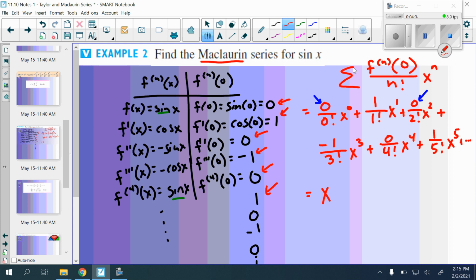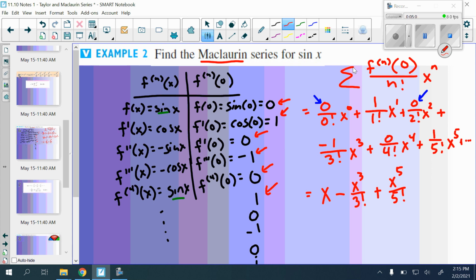The next one here, it's going to be negative, so I'm going to put minus. And then it looks like it's x to the third over 3 factorial is what remains there. The next one's 0 again. I'm not going to write anything. The next one becomes plus x to the fifth over 5 factorial. The next one would be a 0 one again.